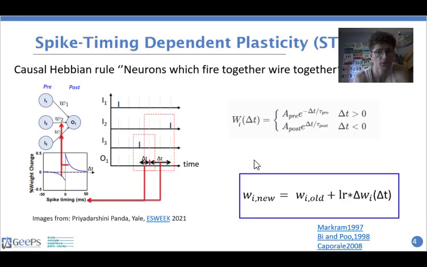The STDP function is depicted by those two equations. It's two exponential curves which tend to zero when the relative timing between spikes, delta t here, tends to positive or negative infinity. And then the implementation is very simple: the new, updated weight is equal to the previous weight plus a variation of weight given by the STDP function, multiplied by a learning rate, which is often used in machine learning.